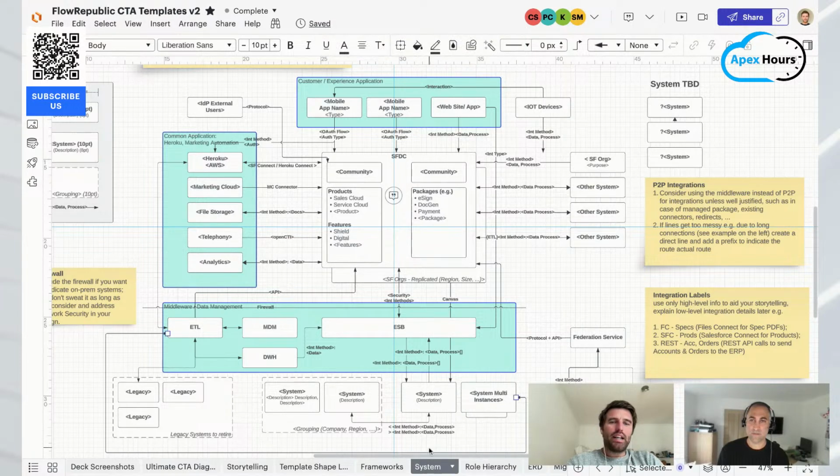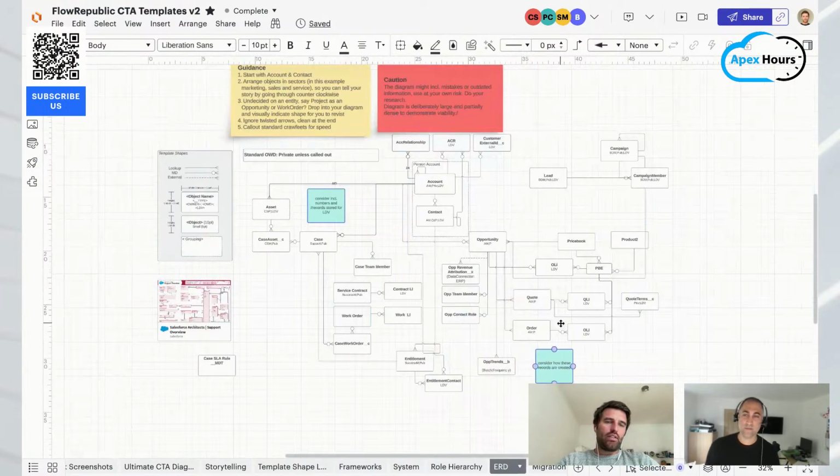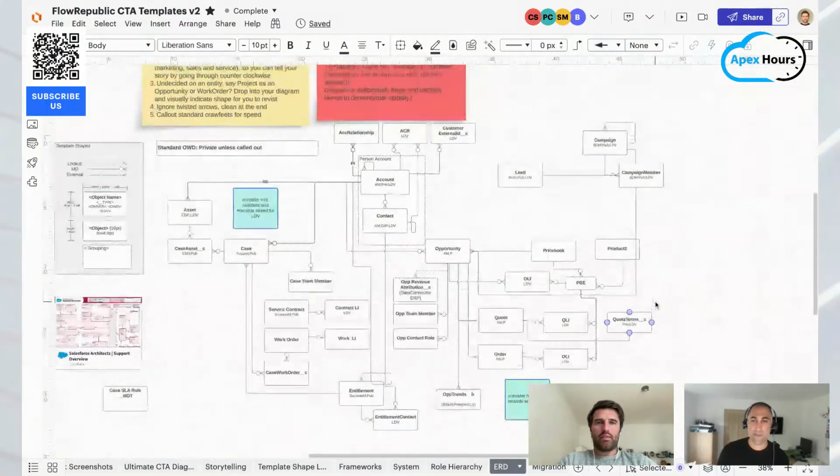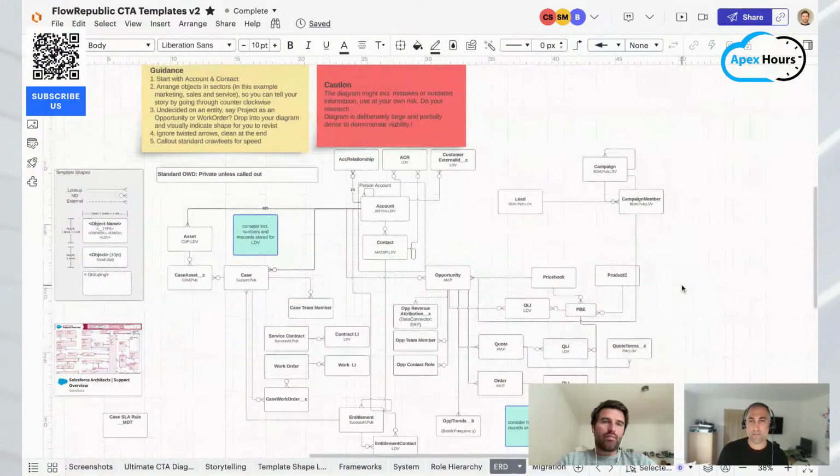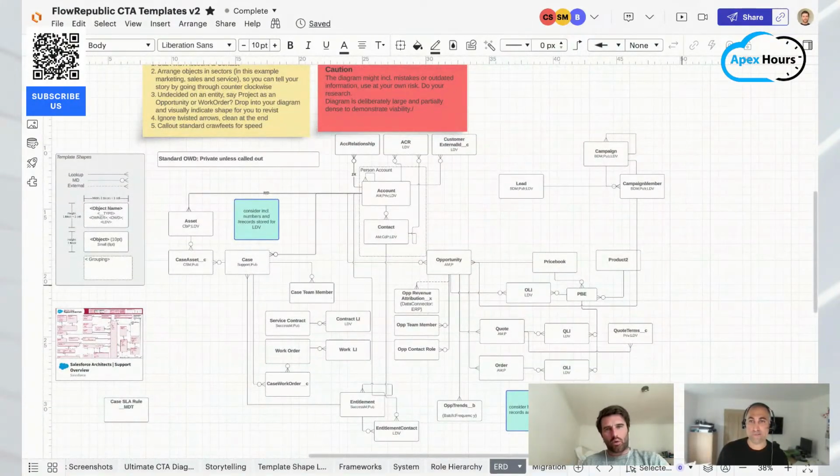Okay, wonderful. So we had the role hierarchy, we had the system landscape. Now from the big picture view, let's have a look into the lower detailed view. And Sam, would you give us the honor of walking us through this ERD?